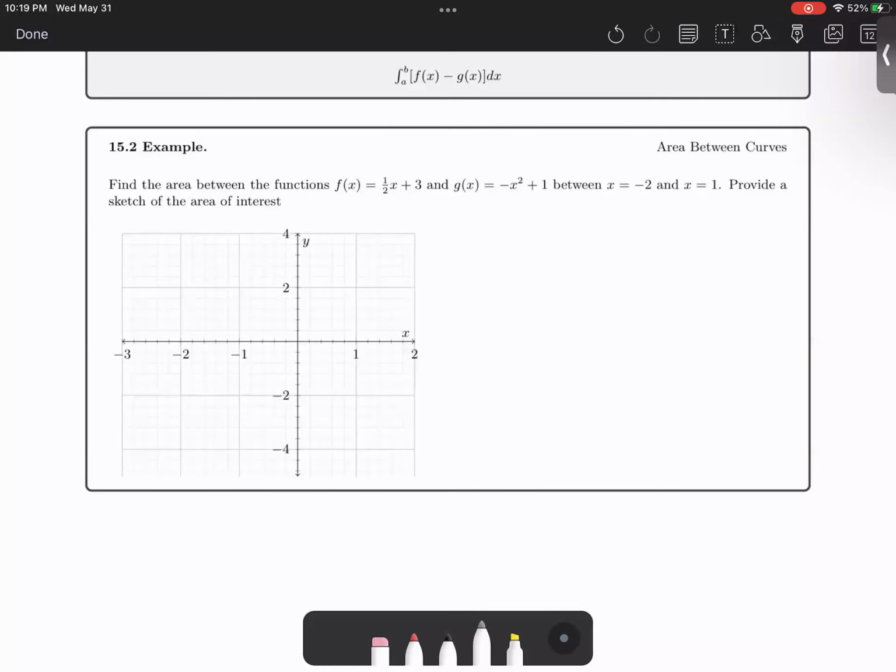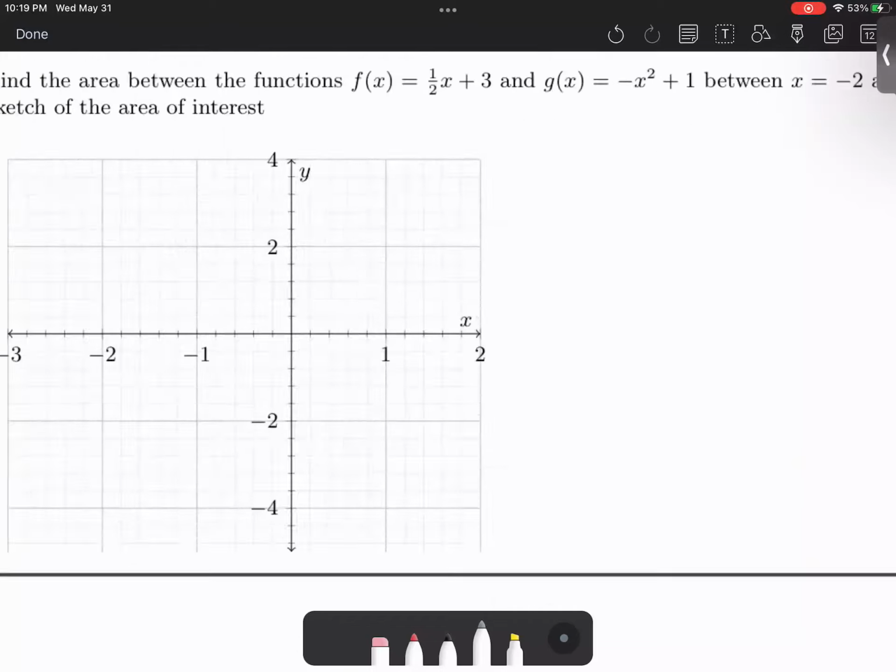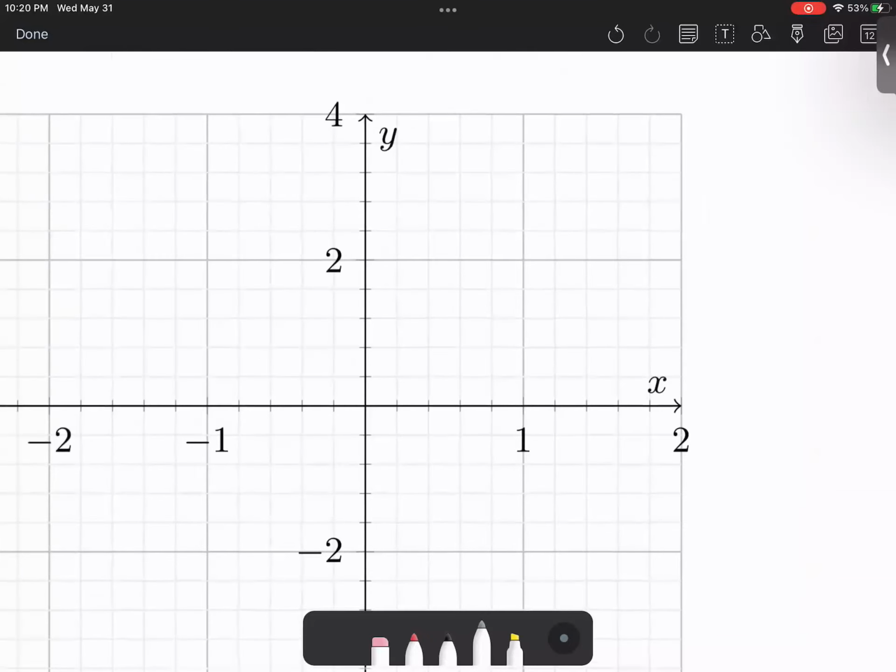All right, I want to find the area between two curves. So let's draw the graph of two different functions. Let's work on f of x first. It's a straight line with a slope of 1/2 with a y-intercept of 3. So I'm going to cross right there.